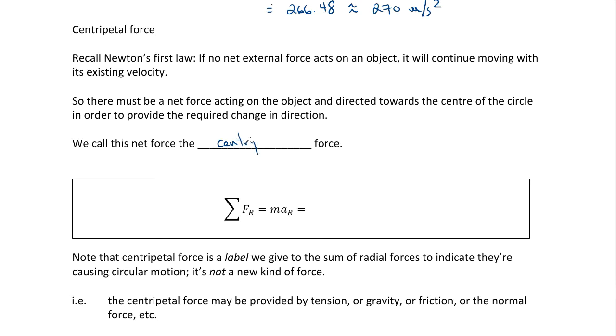And we can solve for an expression for it just by using Newton's second law. The centripetal force is just equal to the mass times the centripetal acceleration. So, for example, mv squared over r, or m times omega squared r.